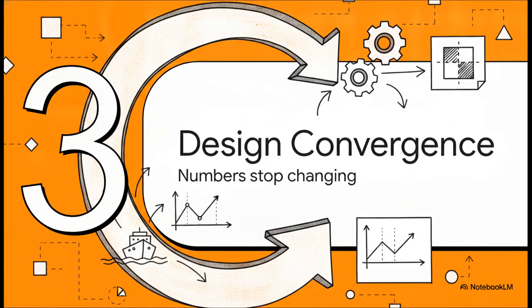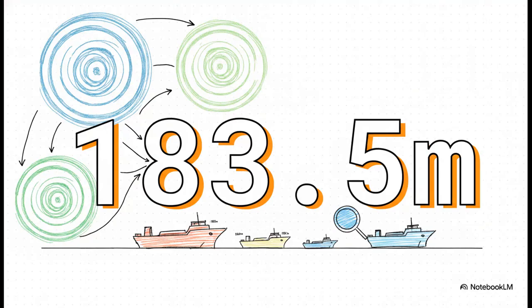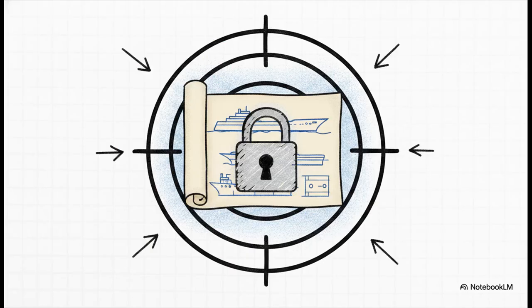Section 3. Reaching design convergence. When the numbers finally stop changing. With each trip around that spiral, you're getting a more and more accurate answer. The changes between each loop get smaller and smaller. Let's say you start with a 185-meter guess for your length. The next loop drops it to 183 meters. Then maybe it ticks back up just a bit to 183.2, until finally it stabilizes right here at exactly 183.5 meters. And that right there is the magic moment.